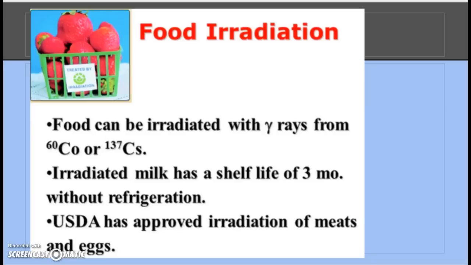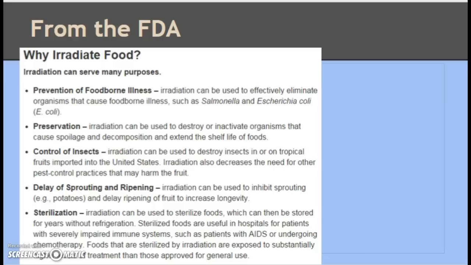Food can be irradiated with gamma rays. So this is the Greek letter for gamma, from either cobalt with a mass of 60 or cesium with a mass of 137. For example, if we do this to our milk, milk can last for 3 months without refrigeration. How crazy is that? And the USDA has approved it for actually a lot more foods than just that.